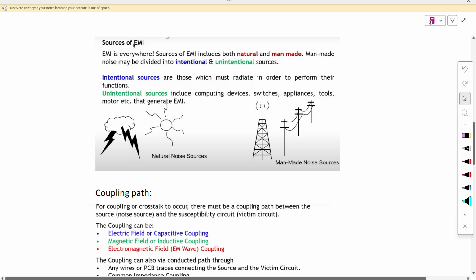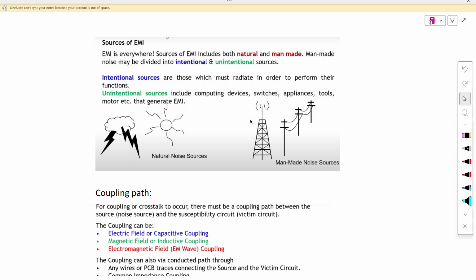Sources of EMI, or the culprit. EMI is everywhere. Electromagnetic interference is everywhere. Sources of EMI include both natural and man-made. Man-made noise may be divided into intentional and unintentional sources. Now, let's have a discussion about the naturally occurring electromagnetic interference. Natural sources are things like lightning or the radiation from the sun. These are the natural sources of radiation.